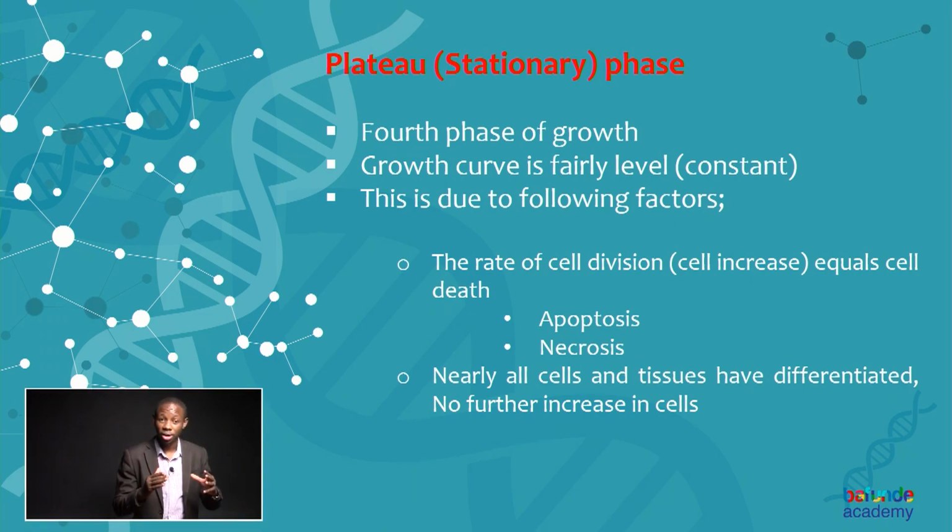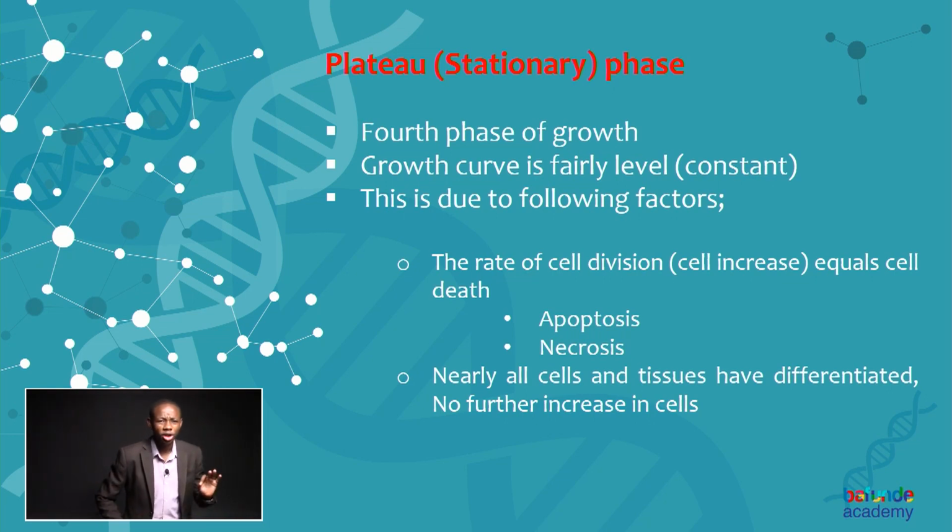The rate of cell division, which is cell increase, actually equals cell death. And cells die in two forms. We have what is called apoptosis, which is programmed cell death. For example, red blood cells, which you have been learning about since primary, erythrocytes, are programmed to die after approximately 120 days. It knows that my days here on earth in so and so's body are 120. After 120, they die. So most cells have their lifespan. After that, they die. That is called apoptosis, programmed cell death.